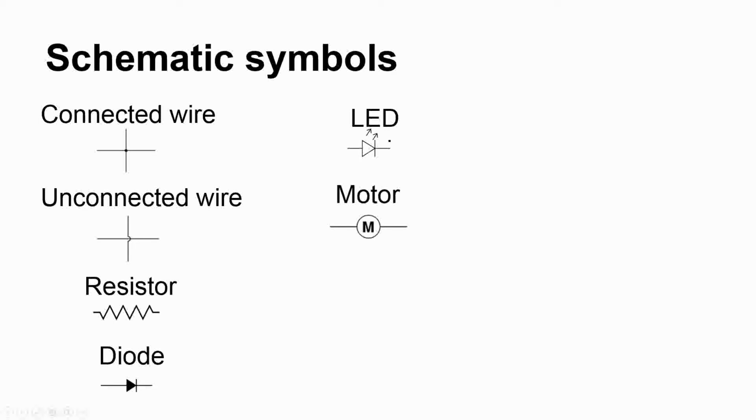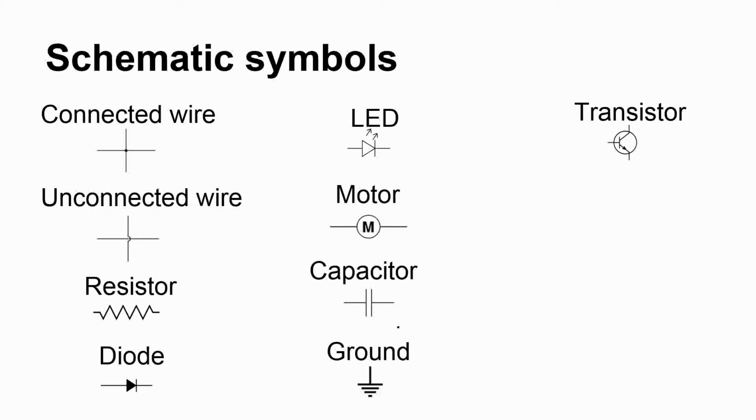This symbol here is whenever we have a motor installed in our circuit, and whenever we're using a capacitor, this is the symbol that you will see. And ground, by now I've used this a few times in the previous videos, and this is a ground symbol. For a transistor, this is what you'll see here.